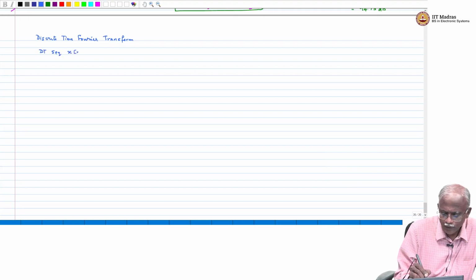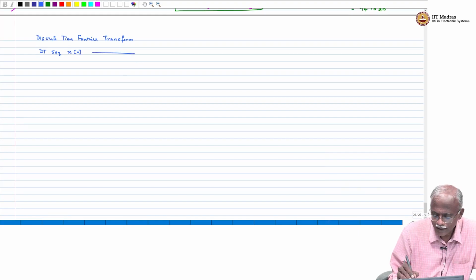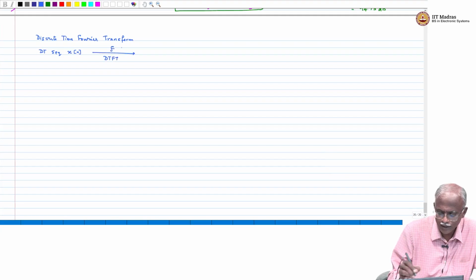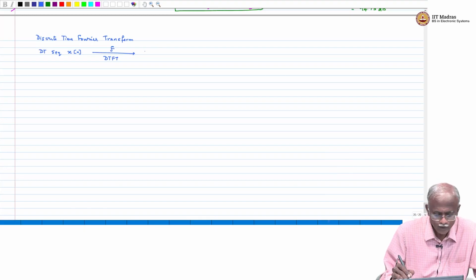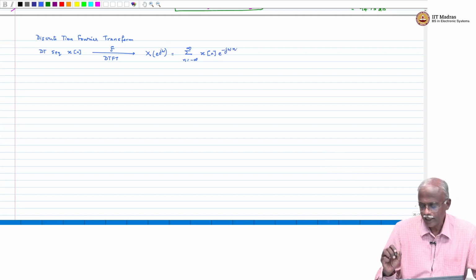then I can define the discrete time Fourier transform. Basically this is the Fourier transform, and I will get X(e^(jω)) equal to the summation from n equals minus infinity to infinity of x[n] e^(-jωn).